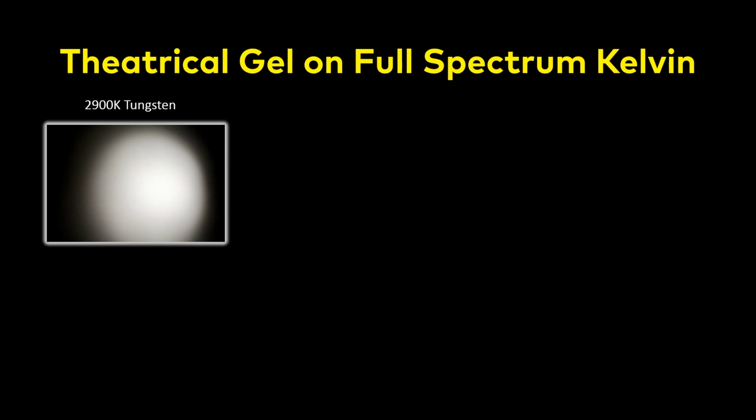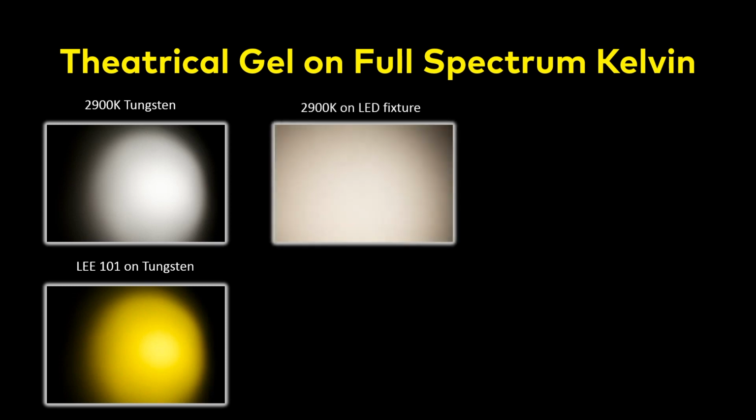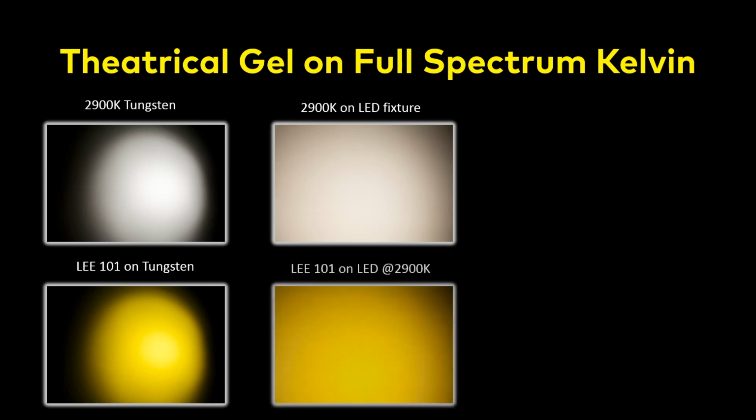The test was done this way. They measured a tungsten source, which came in at 2900, and set the camera to 2900. You got a neutral white Kelvin. That's what you would expect. Put a gel on it, it looks fine. That's what it looks like on tungsten. Do the same thing with an LED. Dial in 29 on the LED, 29 on the camera. White looks like that. Put a gel on it, very close match.